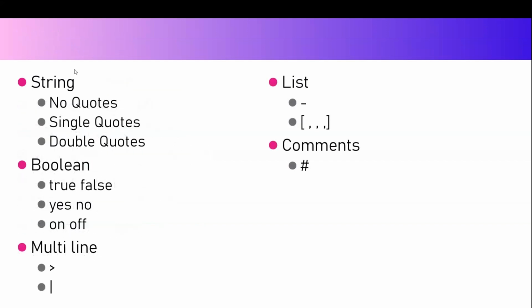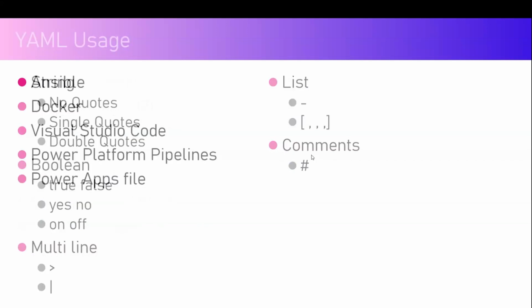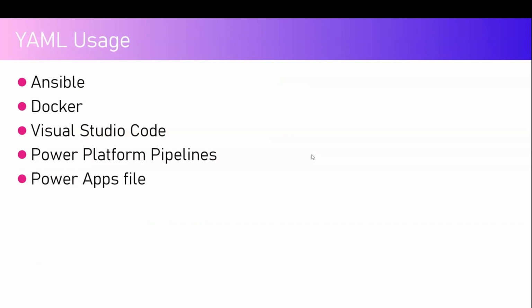Now, as I mentioned to you, a string can have no quotes, single quotes or double quotes. A boolean can hold true, false, yes, no, on, off values, and comments are represented using a hash symbol. Now, YAML usage, where YAML is used. I've seen YAML usages in Ansible, Docker, Visual Studio Code, when you build Power Platform pipelines, and of late I've seen that the Power Apps file is also composed of a YAML component.